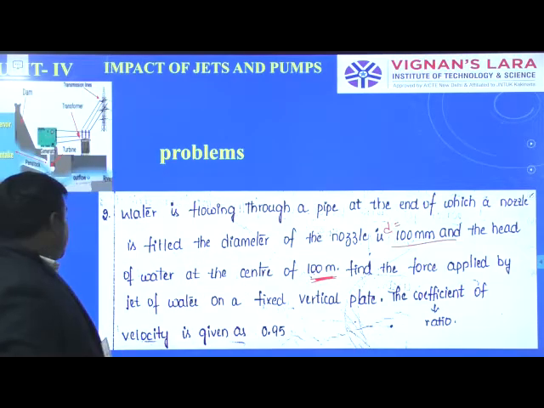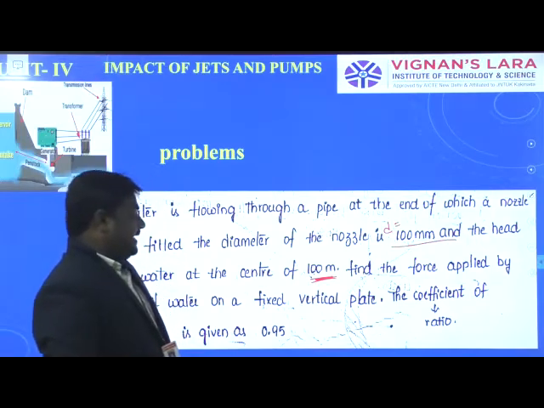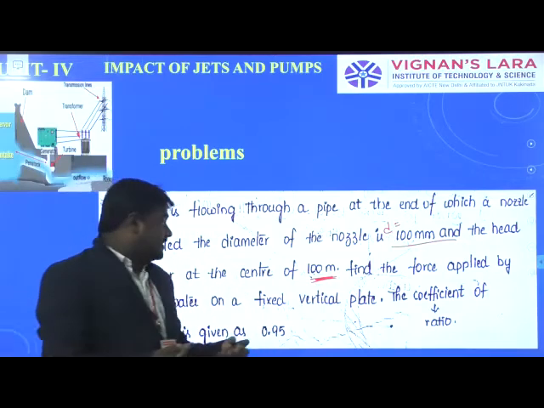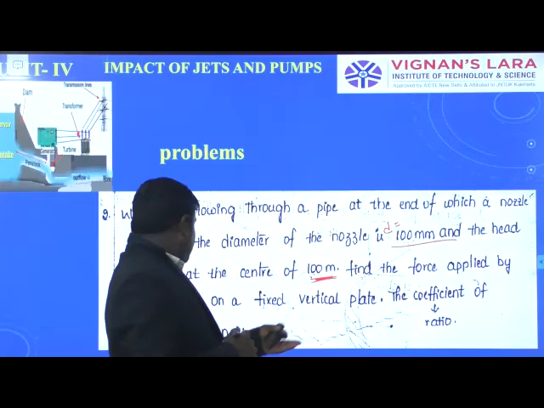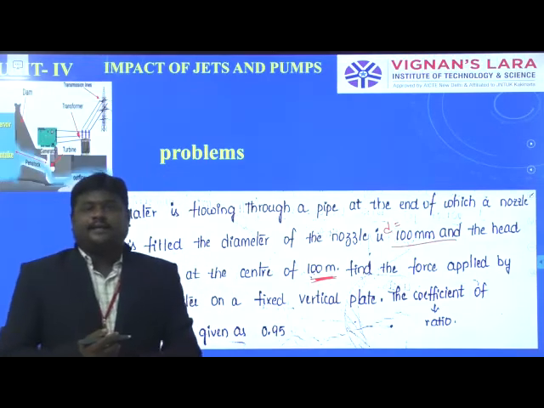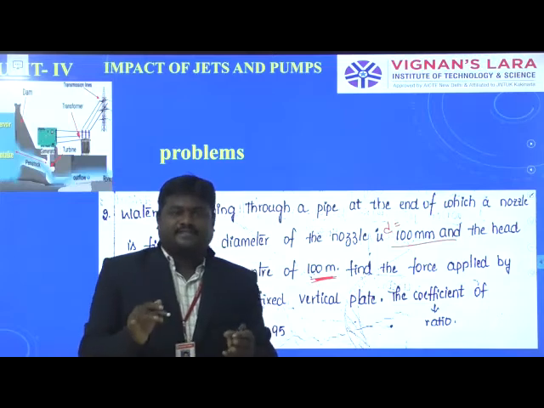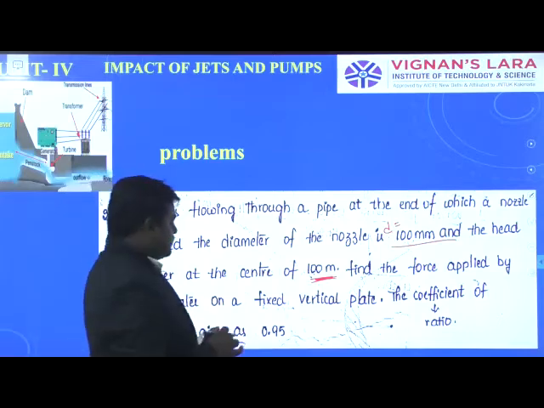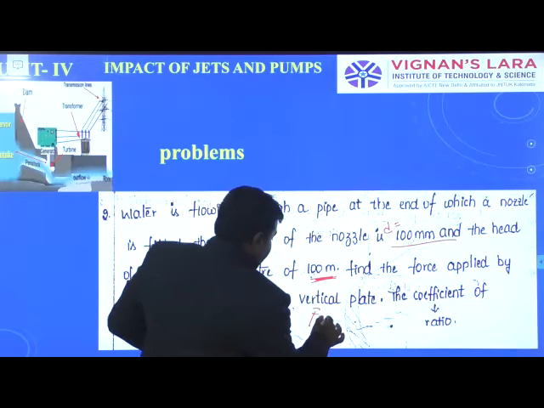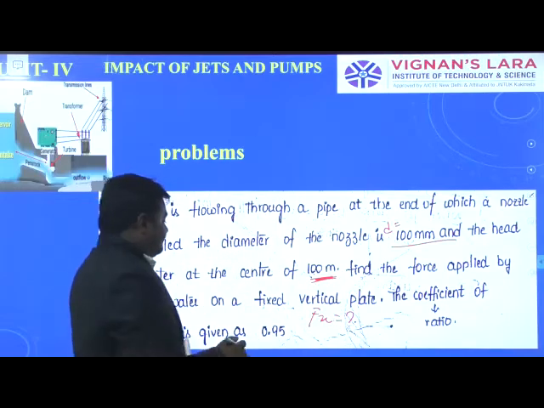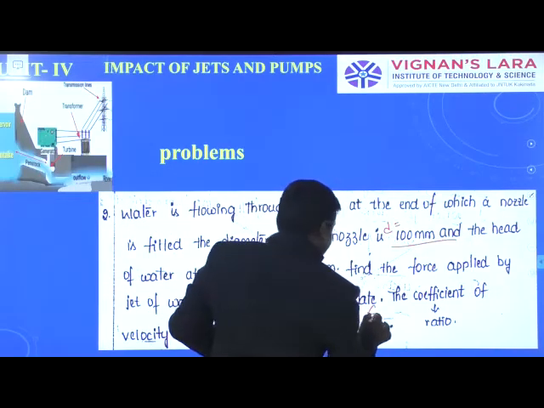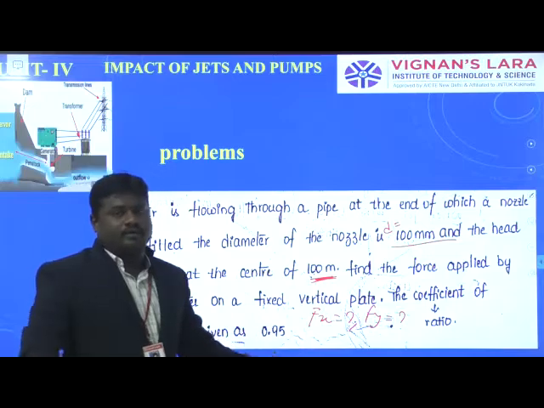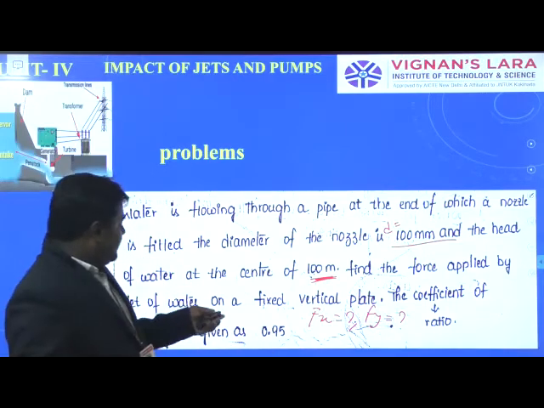Then find the force applied by the jet of water on a fixed vertical plate. The coefficient of velocity is already given, that is 0.95. So we have to find the force in the x direction, Fx, as well as the force in the y direction. Is it clear? We know the formulas. Then we have to substitute what is given and find what is asked.